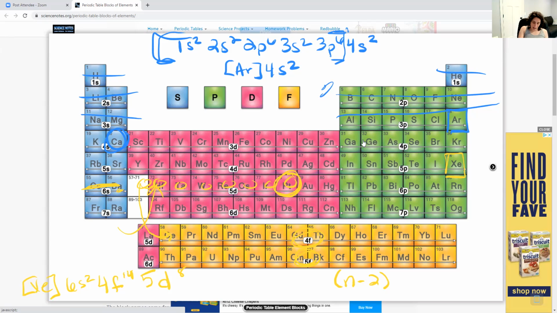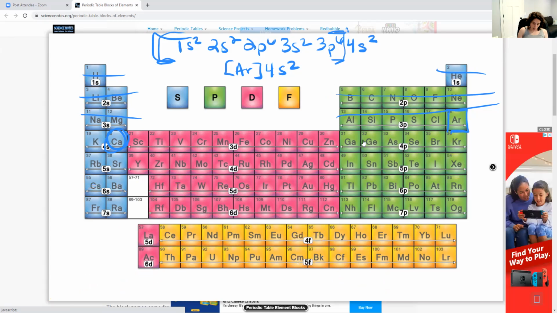So let's go back to gallium real quick. Let's see if I can clear it this time. No, my thing just does not want to go away. Interesting. Oh, my yellow went away. Okay, so we can still use that.